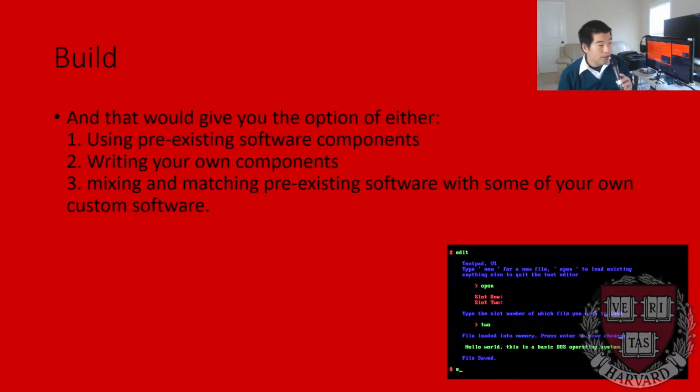So there are really three methods of building an operating system. Number one, using pre-existing software components. Number two, writing your own components. Number three, mixing and matching pre-existing software with some of your own custom software.